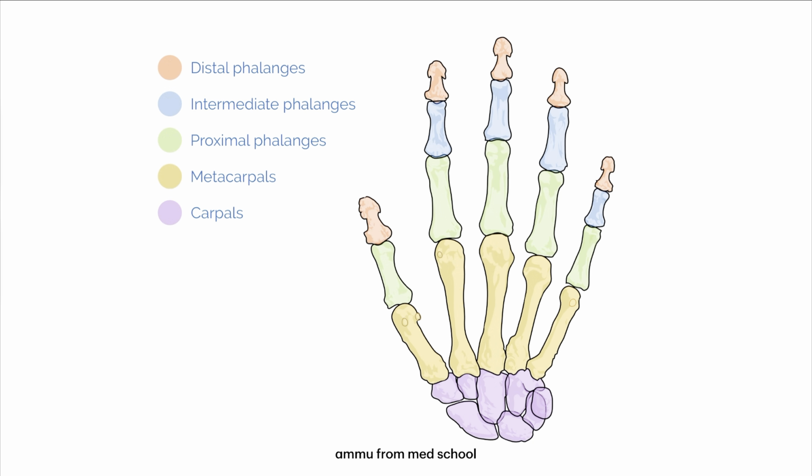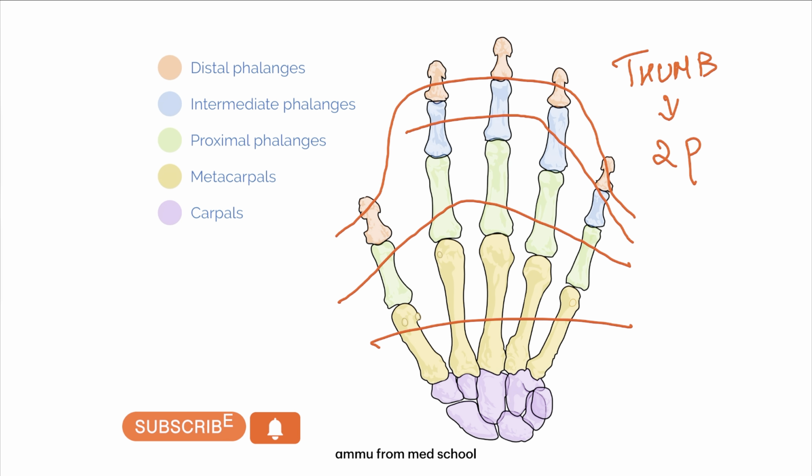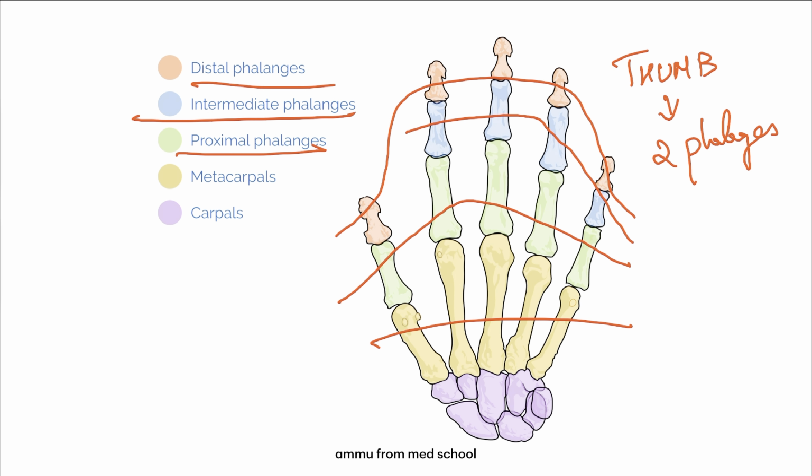Coming to the phalanges, you have the metacarpals. These are the proximal phalanges, intermediate phalanges, and distal phalanges. One important point you have to remember here is the thumb has only two phalanges. There are no intermediate phalanges. You have only proximal and distal phalanges.